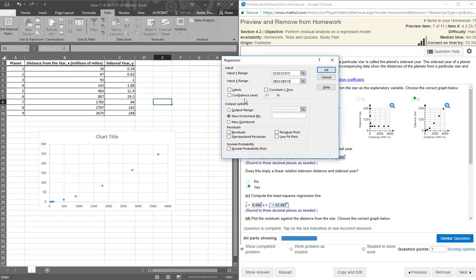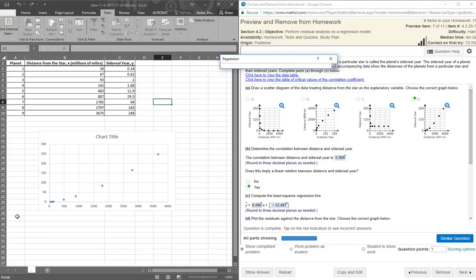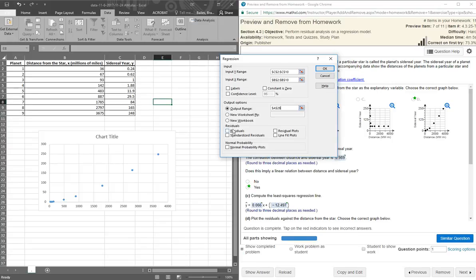I'm going to go all the way down to output range and say that I want it to show up on the same page so I can see everything together. And then lastly, I'm going to click on residuals and residual plots so that I can see everything all together. Okay.